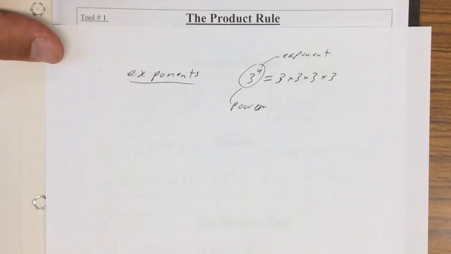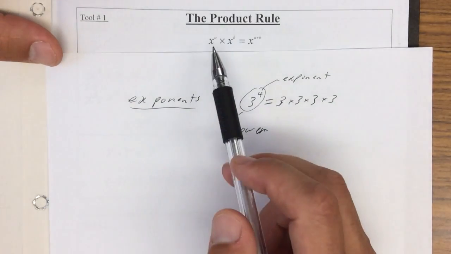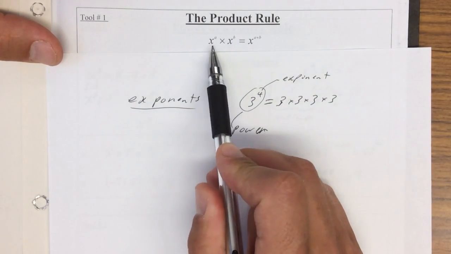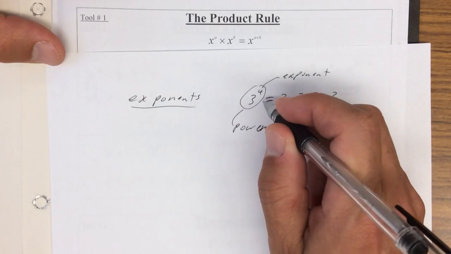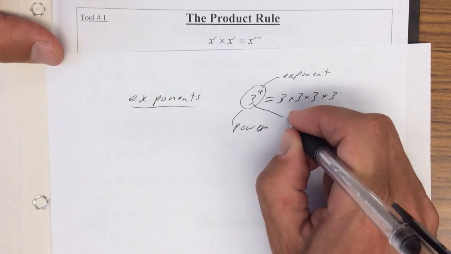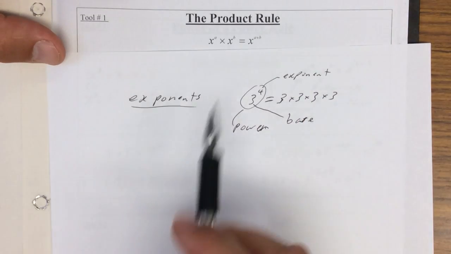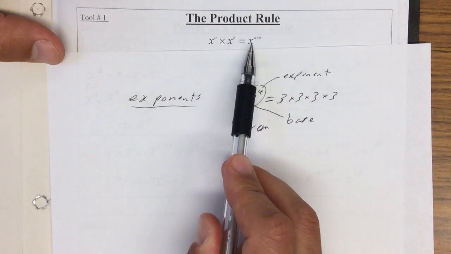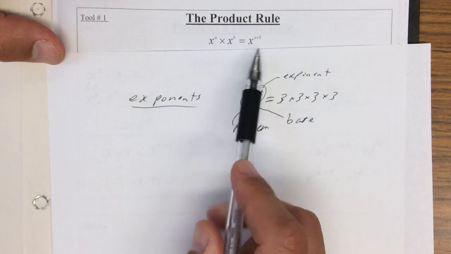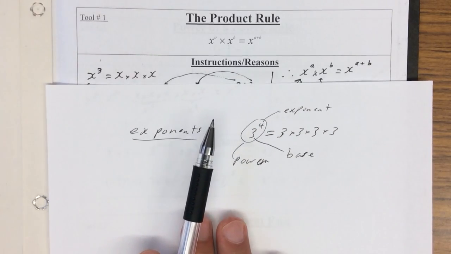Product means to multiply. So when you multiply two powers with the same base, I forgot to write that down here, the 3 here is called the base. Two powers with the same base, you can just add the exponents. So that's the rule. Let's take a look at maybe why.